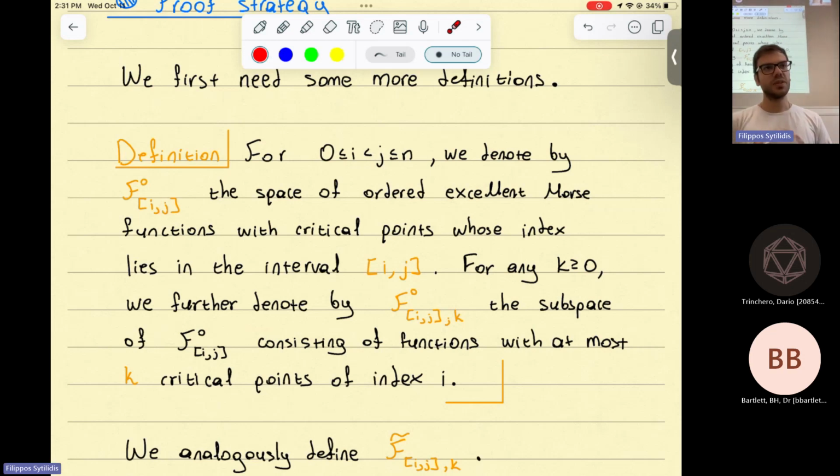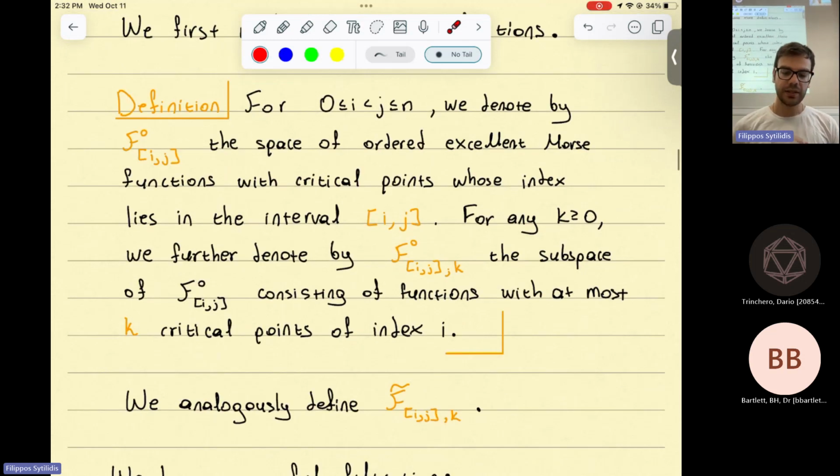What I just said is a little bit of a lie, because if you remember the Fi zero, I also told you that you must have exactly the same number of index i and index i plus 1 critical points, and I am relaxing this condition here. Okay, so those are the two differences between what I've defined already and what I'm defining now. And well, we relaxed this condition. Maybe we relaxed it a little bit too much.